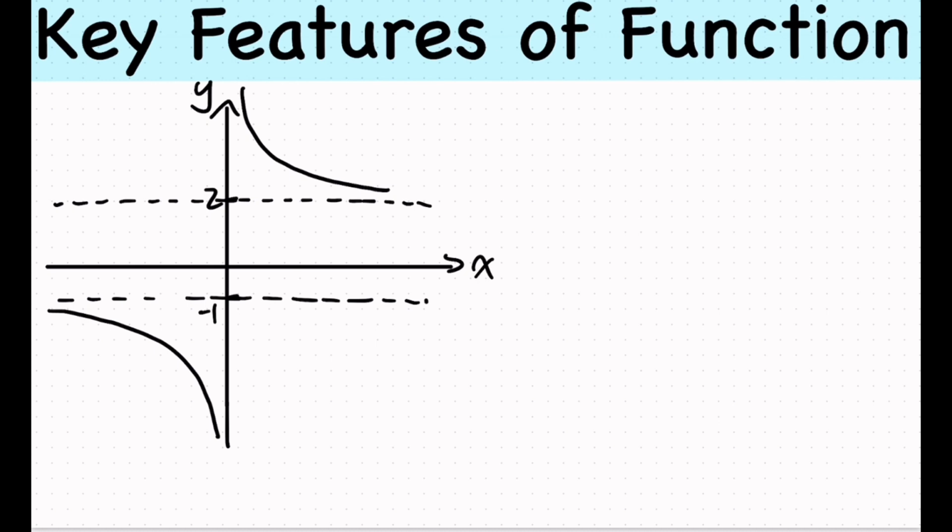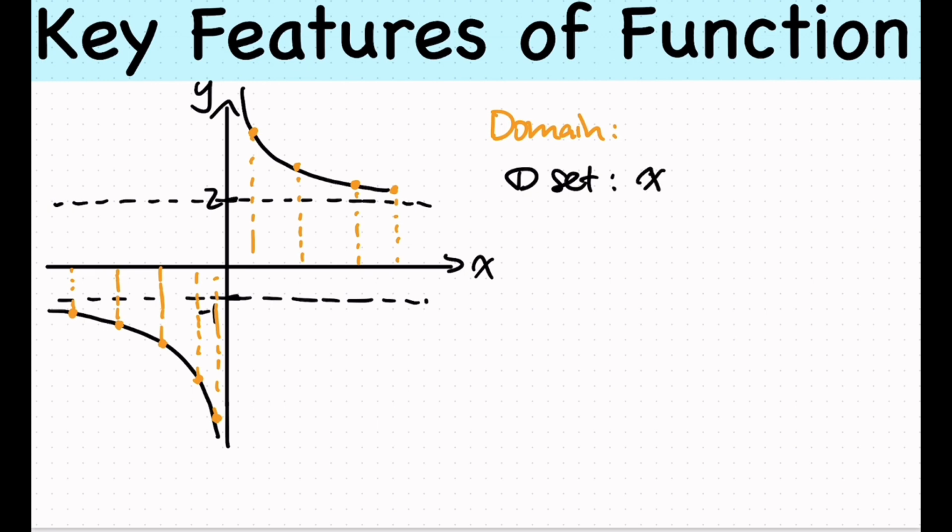Here is another example. What about this function? What is the domain and range? Domain represents all the possible x values. So what I do is I spot all the possible points, all of the points on this graph, and then try to draw the vertical line to the x-axis. And then you observe that the x values can be all the real numbers except at x is equal to 0.